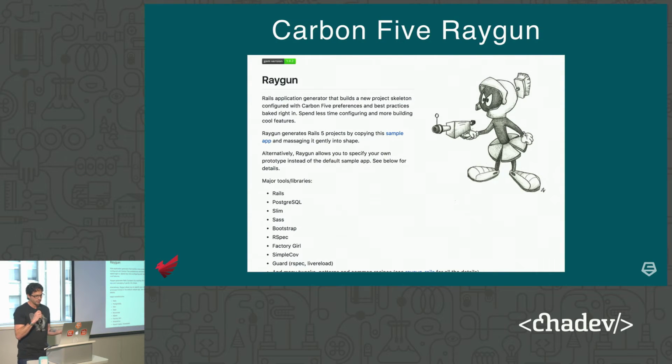So what this does, it basically zaps up a Rails app with a lot of Carbon 5 stuff built in, best practices, tools, etc. So it's a big time saver. If these are the types of things that you're into in Rails, it saves you a bunch of time in setting things up. And it also kind of nudges you towards best practices in terms of testing, continuous integration, stuff like that.